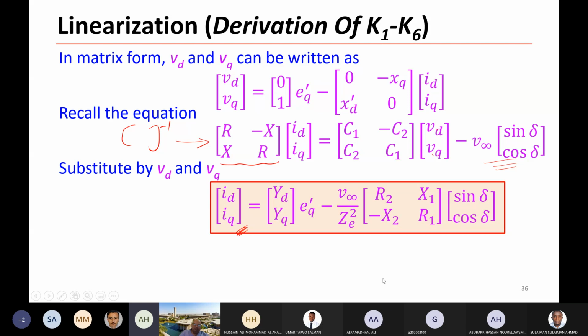Doctor, are we supposed to memorize all these equations?